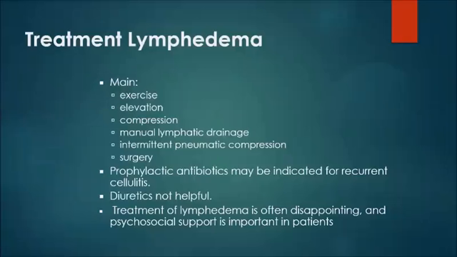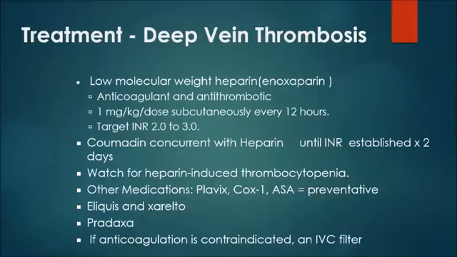Treatment for lymphedema: main treatments are exercise, elevation, compression, manual lymphatic drainage, again with the compression pumps, or surgery in severe cases. Prophylactic antibiotics may be indicated for recurrent cellulitis, which does happen often. Diuretics are usually not helpful in these cases. Treatment of lymphedema is often disappointing, and psychosocial support is important in these patients.